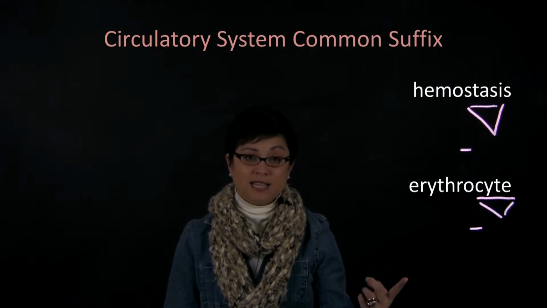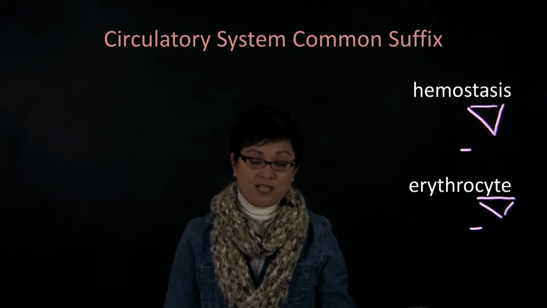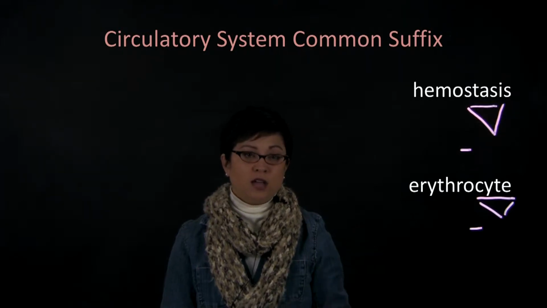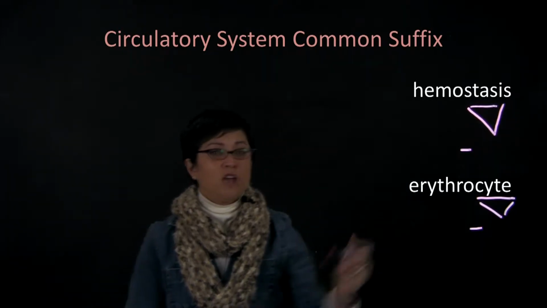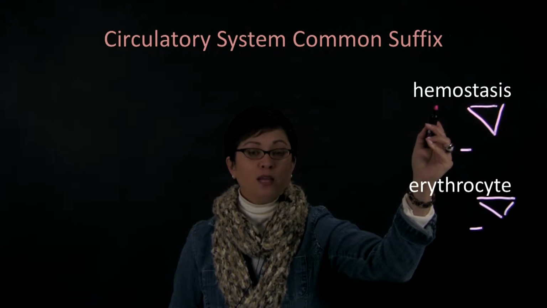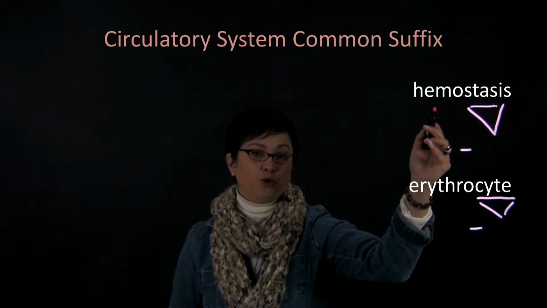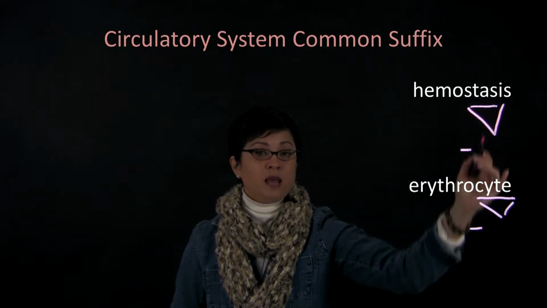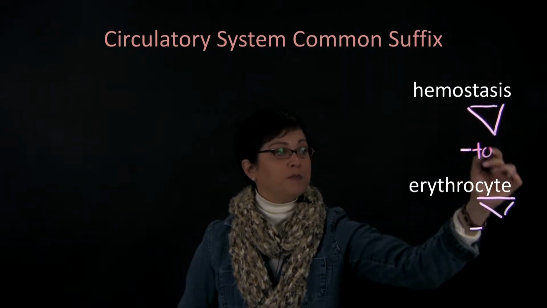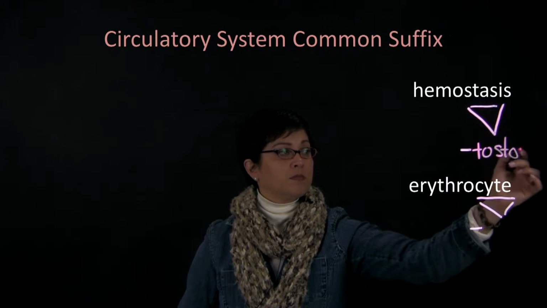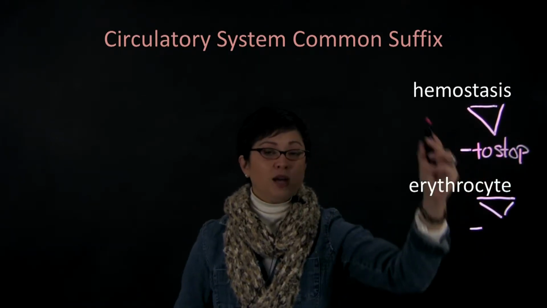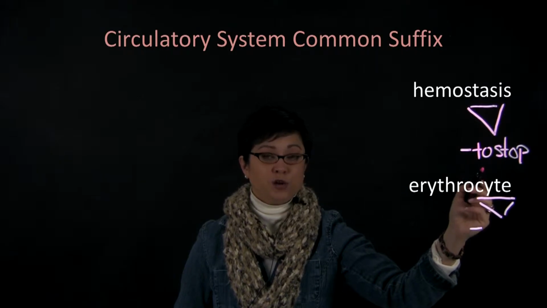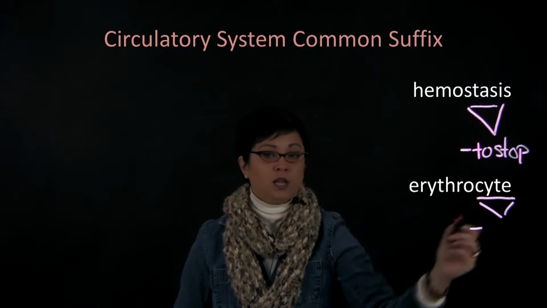Because our body has cells, and that's where erythrocytes come in, and then we have hemostasis. Okay, let's start with hemostasis. So we have hemo right here. That means blood, and that's our word root. Then we have stasis. Stasis is our suffix, and that means to stop. In this case, we want to stop bleeding, and yes, we actually do, because otherwise we could hemorrhage, go into shock, and, well, then you're toast.